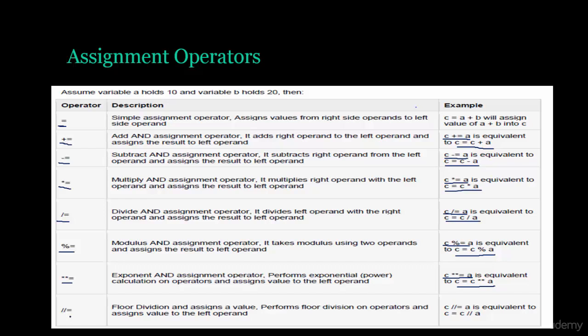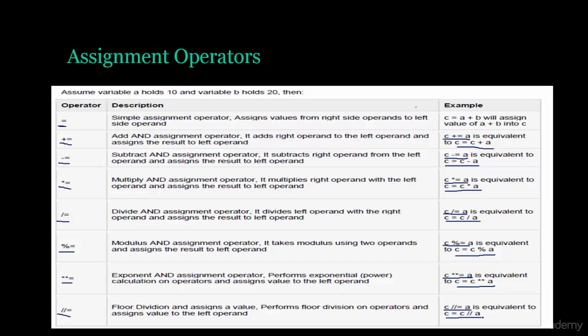If I say here floor division equal, this is the floor division and assignment operator. It performs floor division on the operands and assigns the value to the left operand, like this. C floor division equal A is equivalent to C equals C floor division A.